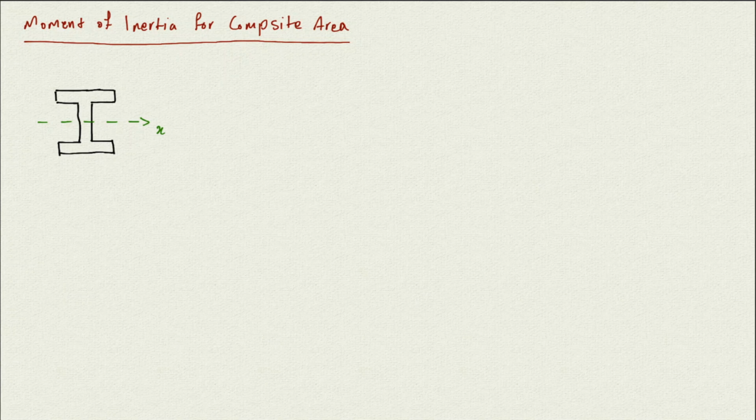So assume this is the x-axis. One way of doing that is to split it into known shapes. I can say that this one is made of 3 rectangles. I'm just going to break it into some known shapes, one from here and one from here. So I have the top rectangle, the middle rectangle, and the bottom rectangle.